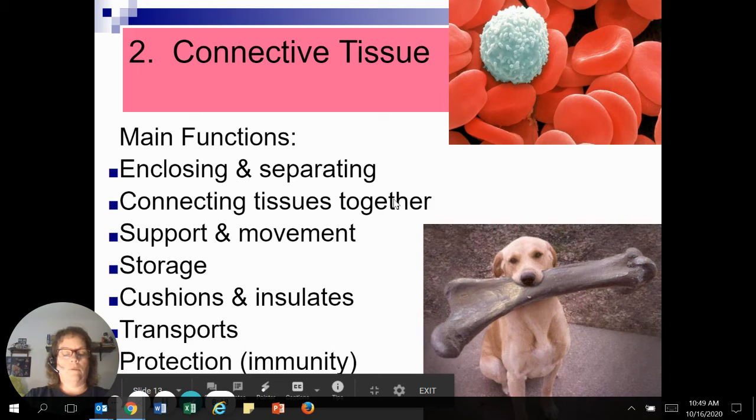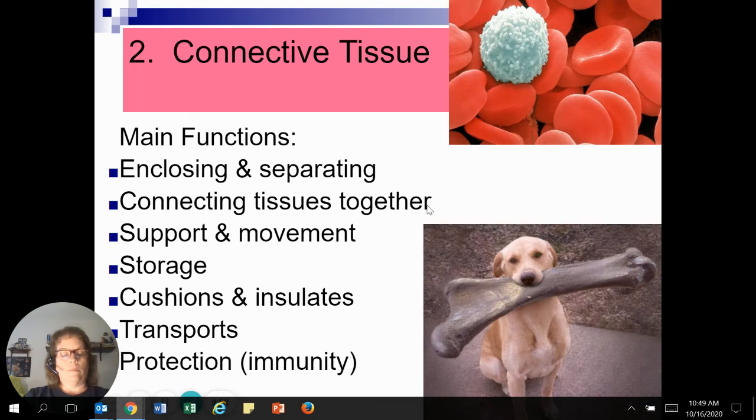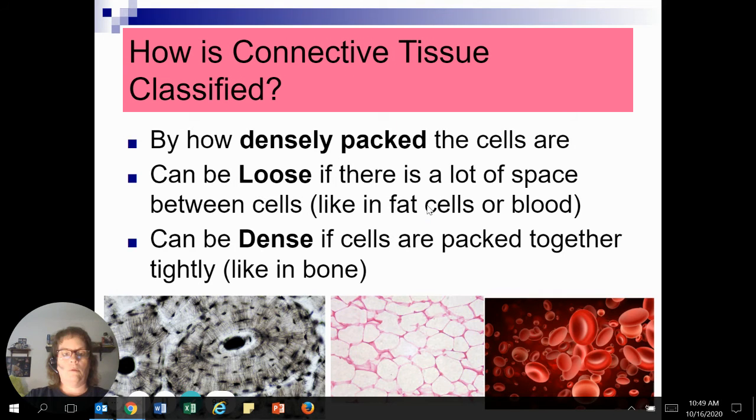Connecting tissues together, if you think about ligaments and tendons, the tendons hold muscle to muscle, and the tendons hold muscle to bone, and the ligaments hold bone to bone. So they're holding things together. And then, of course, support movement, that's your bones.